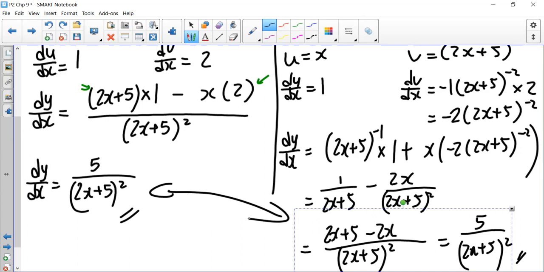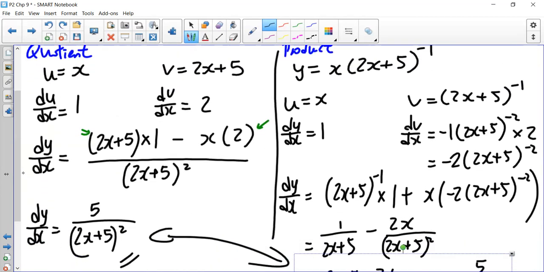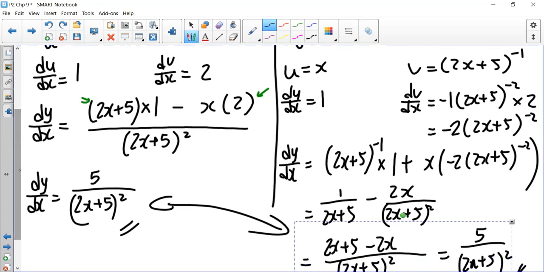So which one should we use? Well, the rule of thumb is if you see a fraction, then use a quotient rule. It'll be easier. But if you prefer to use product rule, you can as well. Sometimes product rule will be harder to use in a fraction, but you can see both give you the same result.